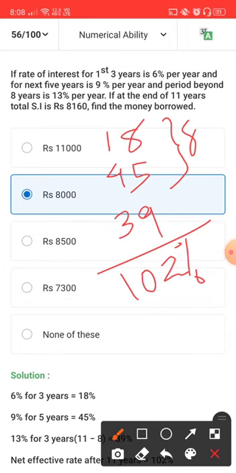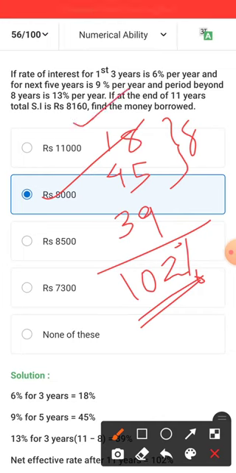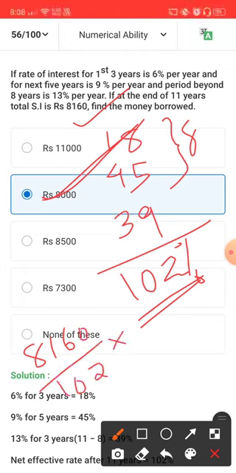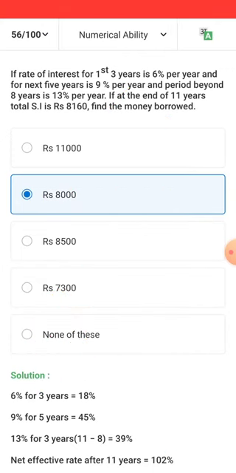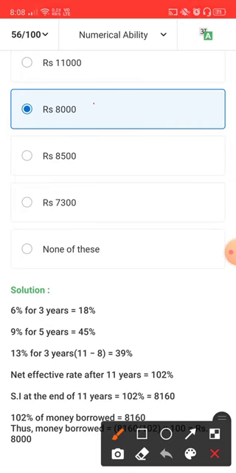So what may be the value? When we get this value, we can already decide that it is 8,000, because 102 percent is very close to 8160, so 100 percent is about 8000. Or we can do 8160 by 102 into 100. When we do that, we get 8000, that is the answer. So this one is the answer.